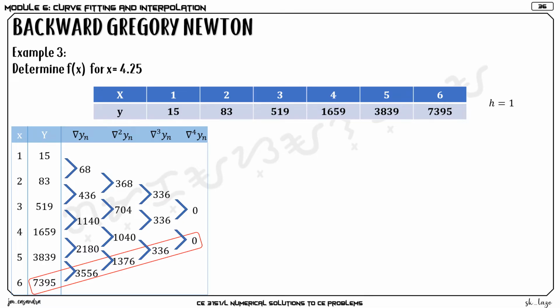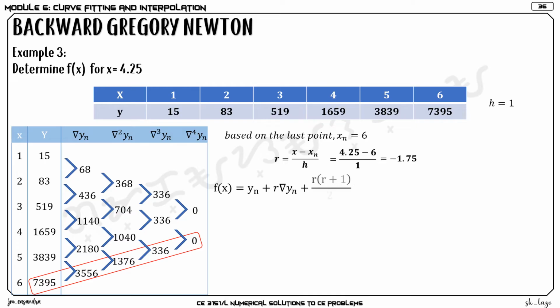So from there, we can compute now for h as equal to 1. So based now on our last point on the given data set, that is x sub n equal to 6, we can now solve for r as x minus x sub n all over h. That is 4.25 minus 6 all over 1, giving us a value of r equal to negative 1.75. So we substitute r and our values for y and nabla y sub n in the equation.